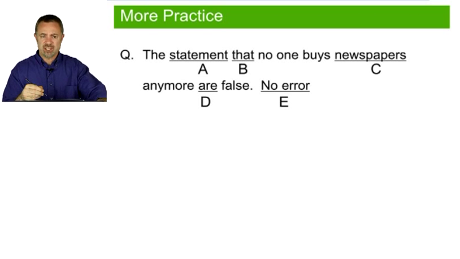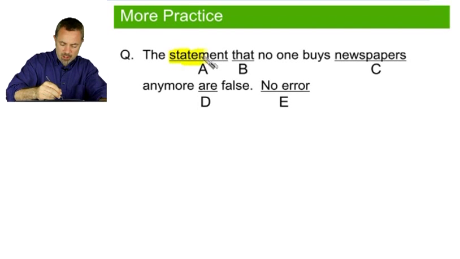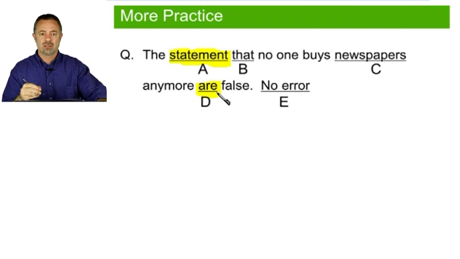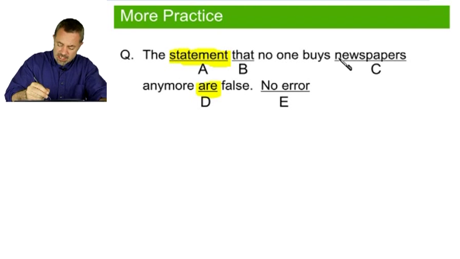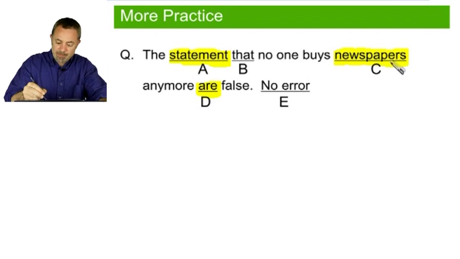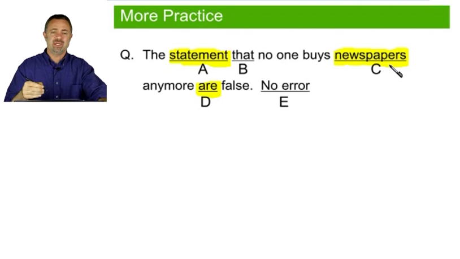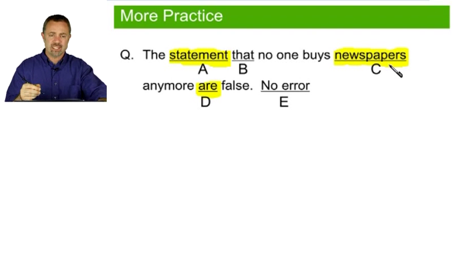Taking a look at another example. The statement that no one buys newspapers anymore are false. Okay, well, we have our subject, the statement. We have our verb, are. Well, statement is singular and the verb are is plural. Notice they're trying to fool me into thinking that you would say newspapers are false, but that doesn't make any sense. It would have to be a statement that is, singular verb, false. So our correct answer is D.